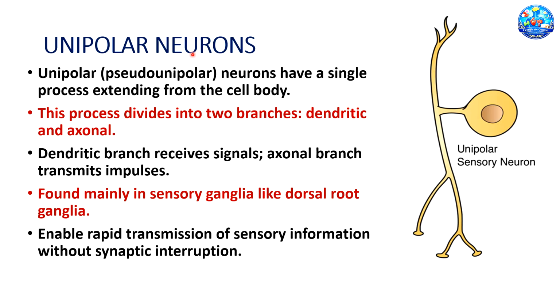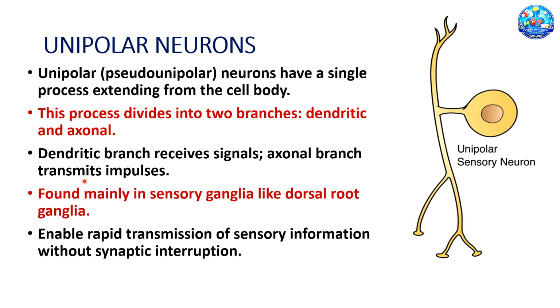Unipolar neurons are also referred to as pseudo-unipolar neurons in vertebrates. They possess a single process extending from the cell body. This single projection typically bifurcates into two branches, one functioning as a dendritic branch that receives the signals, while the other one acts as an axonal branch that transmits impulses towards the central nervous system.